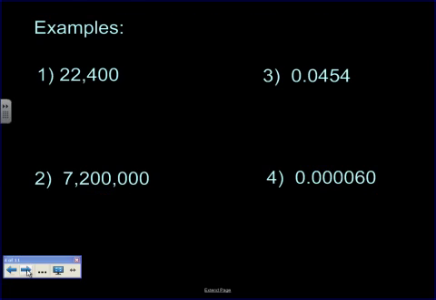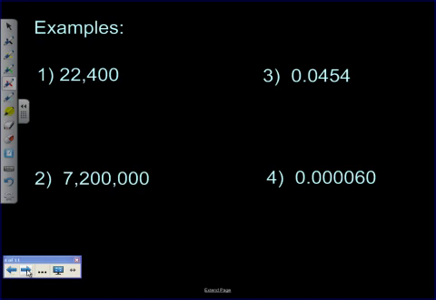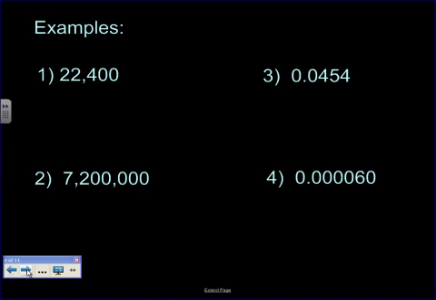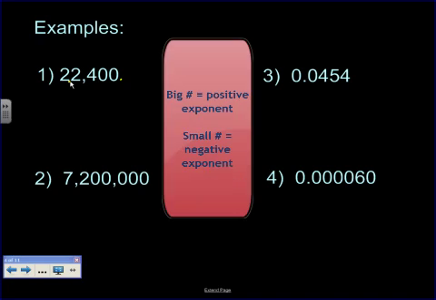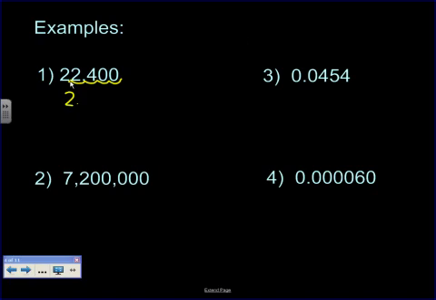Okay, so we're going to go through a bunch of examples so you can really get a good grasp on how this works. On this first one, we got 22,400. An easy way to remember a lot of this is that usually big numbers have positive exponents. Small numbers, like you can see 3 and 4 here, are going to have negative exponents. So we know we want to move our decimal to in between the 2's. It initially is to the right of the zeros, so we move it. That's 1, 2, 3, 4 spaces, so it becomes 2.24 times 10 to the 4th.